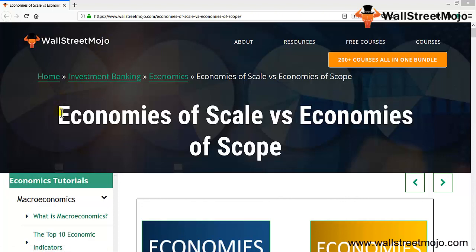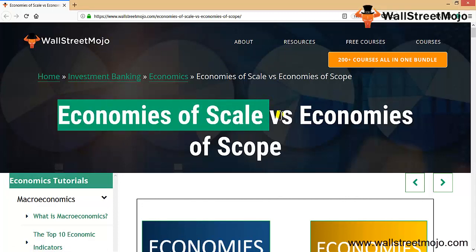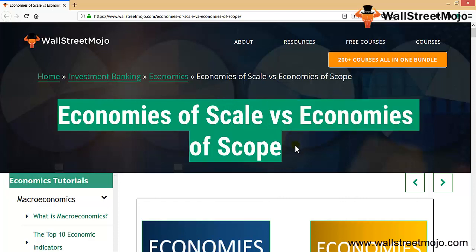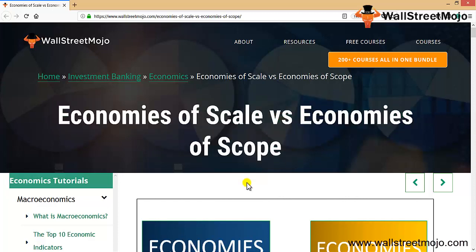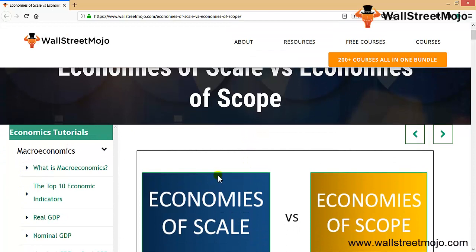Friends, today we are going to learn a tutorial on economies of scale versus economies of scope. Quite an interesting one. Well, let's begin. Economies of scale and economies of scope are both concepts of economics, and they both are very useful to a business that wants to grow and serve its customers better.